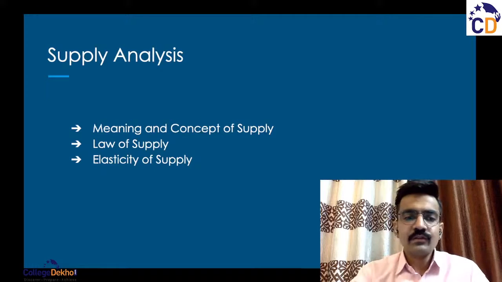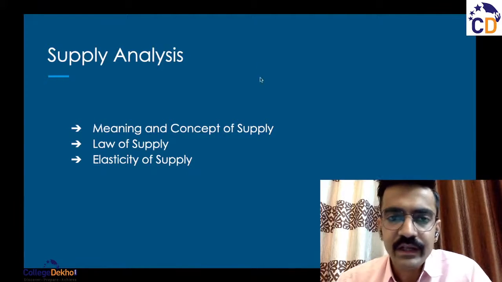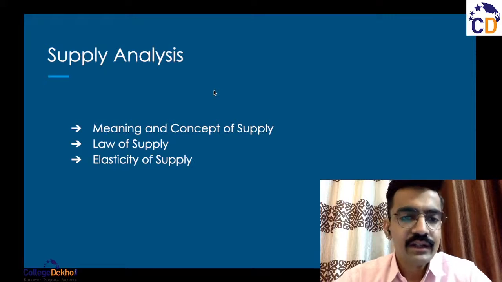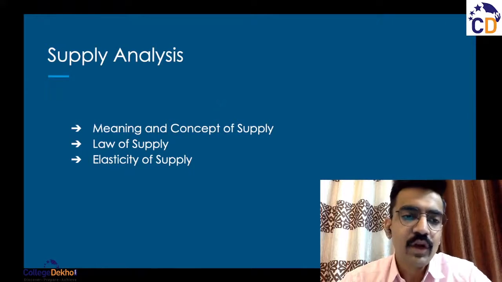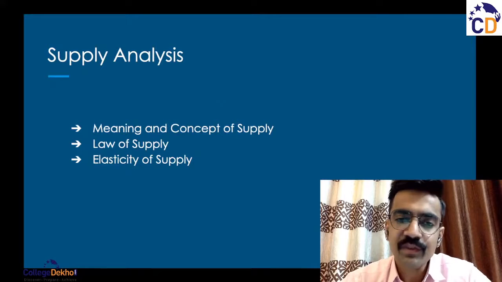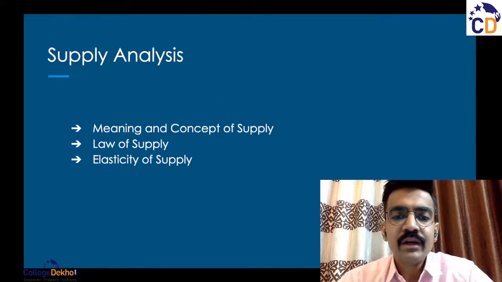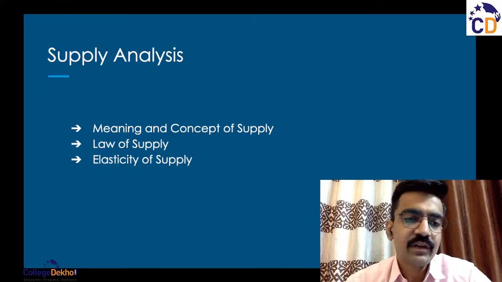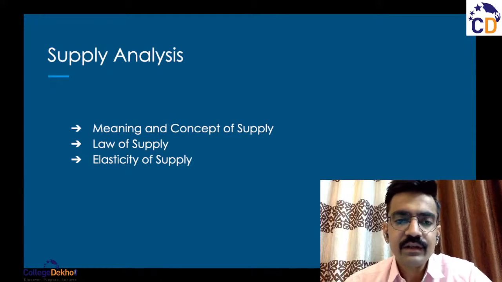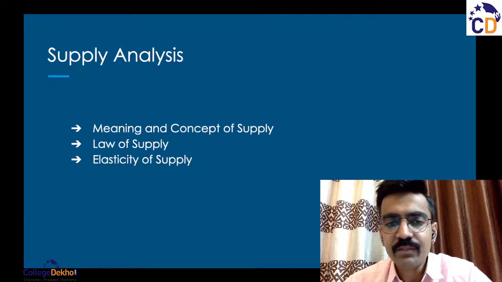So first of all, in the supply analysis, in this entire session, we'll be looking at three different topics, which is meaning and concept of supply. We will be looking at what supply basically means, and then we'll be going over to law of supply, just like the law of demand that we studied previously.